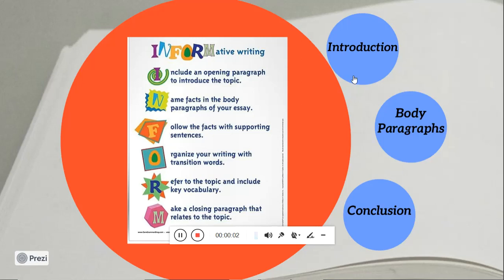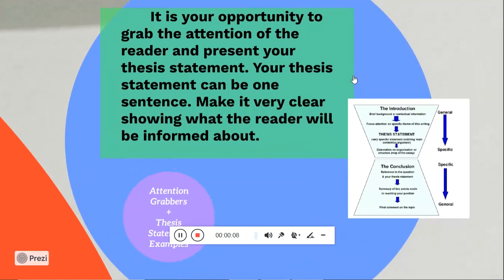Let's move on quickly to the introduction and see how to write an introduction to informative writing. The introduction is your opportunity to grab the attention of the reader. إذن هي فرصتك لكي تجذب انتباه القارئ and present بتعرض your thesis statement. تمام. Your thesis statement can be one sentence. Make it very clear, showing what the reader will be informed about.